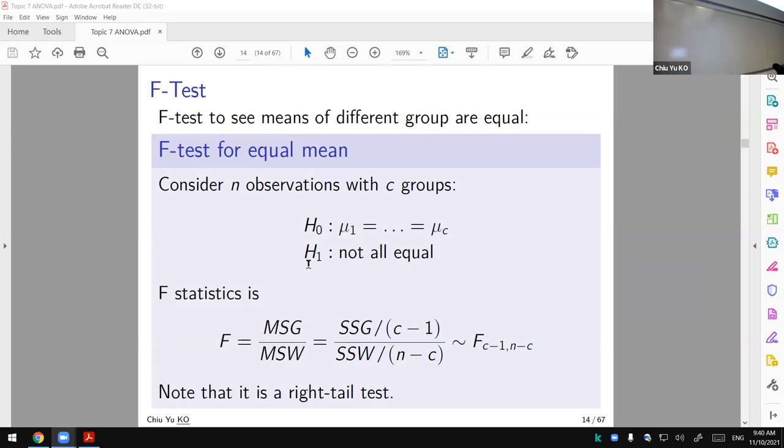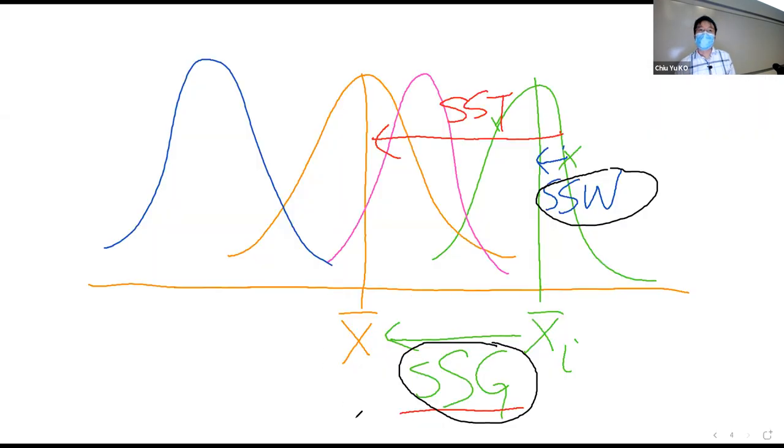Do note that this is a lot of math here, but do note that this is a right tail test. So you will reject if this guy is too large. Why? Look at here. This is the SSG divided by this SSW. SSG is measuring how much each group differs from the overall mean. So if they are really different, very far away from each other, this guy will be very large. But SSW will not be affected by this because everything has the same variance.